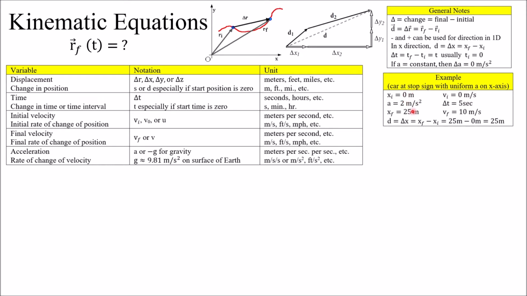But as an example, say I'm at a stop sign and I'm at an initial position of 0. And I'm also at rest, so I'm not moving. But now I put my foot on the gas and I'm accelerating at a rate of 2 meters per second every second for 5 seconds. It would make sense then, 2 times 5 is 10. I'm going to be going 10 meters per second after those 5 seconds. And you can also find out that you're going 25 meters in terms of your displacement.